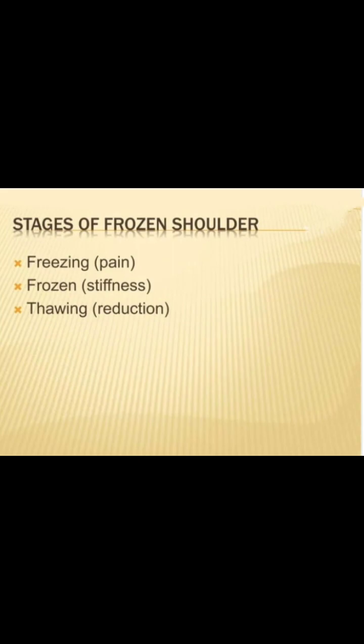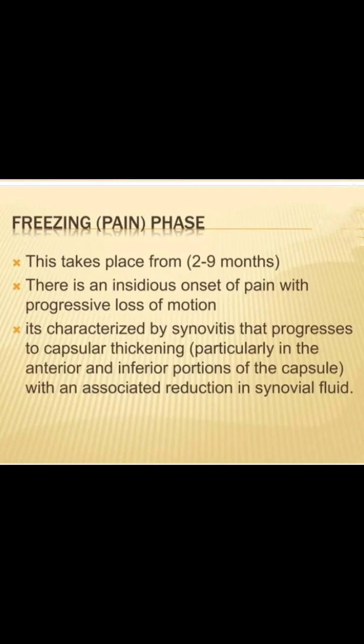Stages of frozen shoulder. Freezing phase. The freezing phase has pain, the frozen phase has stiffness, and the thawing phase has resolution of the shoulder joint symptoms. In the freezing phase, this takes place from 2 to 9 months. There is an insidious onset of pain with progressive loss of motion. It's characterized by synovitis that progresses to capsular thickening, particularly in the anterior and inferior portions of the capsule, with an associated reduction in the synovial fluid.